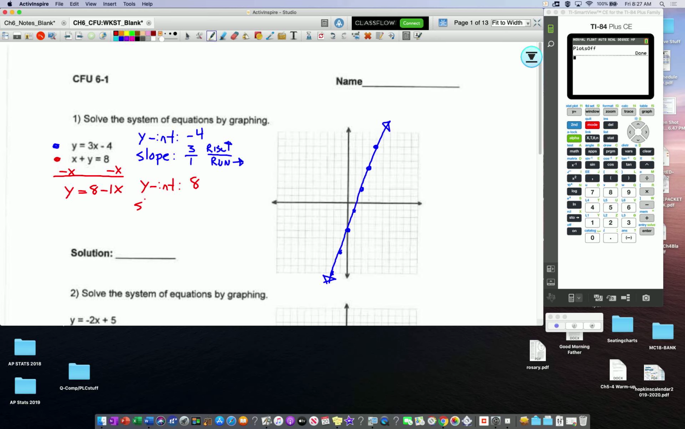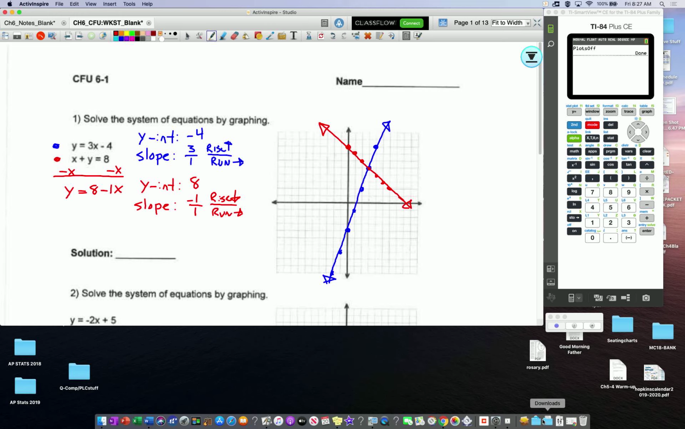The slope is -1, so we go -1 over 1. We're going to start at 8: 2, 4, 6, 8. Since the slope is negative, I'm going to go down 1 while I run to the right 1. So down 1 to the right 1, down 1 to the right 1. Ooh, look at that, nice intersection point. Keep on doing that process, giving myself enough points to draw a nice line.